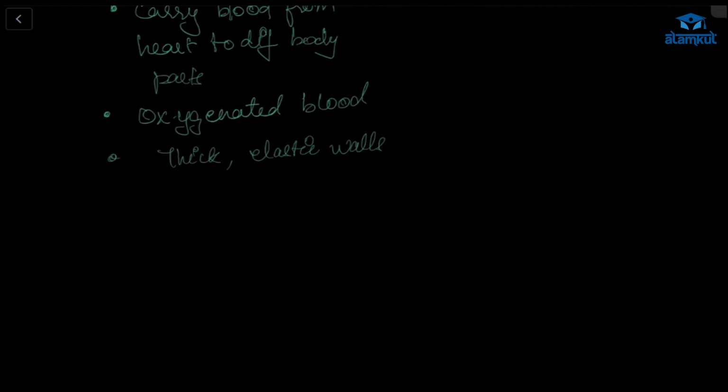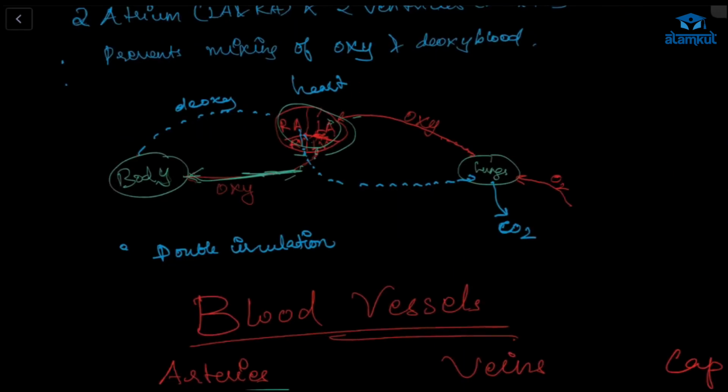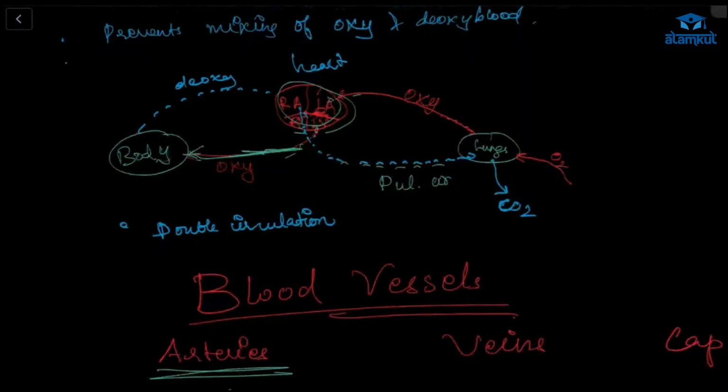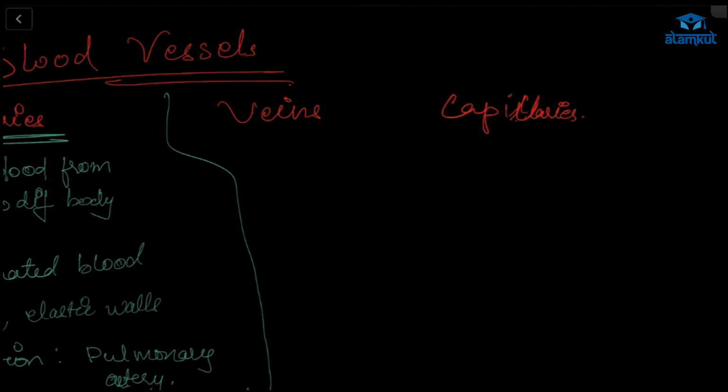Understood? And one exception is there, that is the pulmonary artery. It carries deoxygenated blood from the right ventricle to the lungs. Here was the figure, right? So this will be our pulmonary arteries, from the right ventricle to the lungs. It is carrying blood, but the blood is deoxygenated, not oxygenated. So this is the exception. All other arteries will carry oxygenated blood, right? Understood?